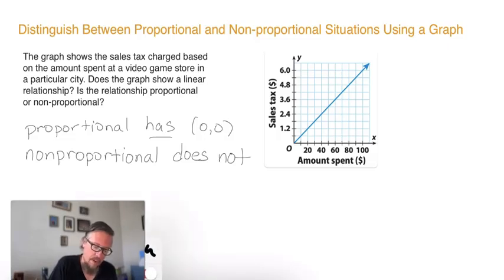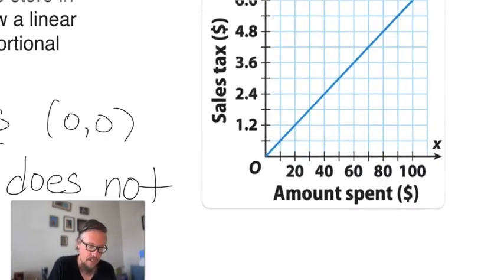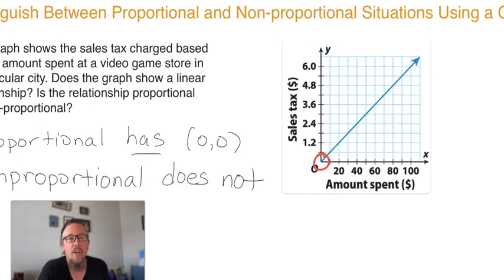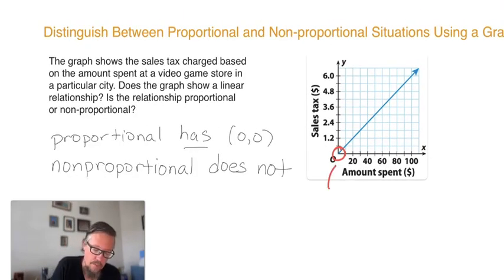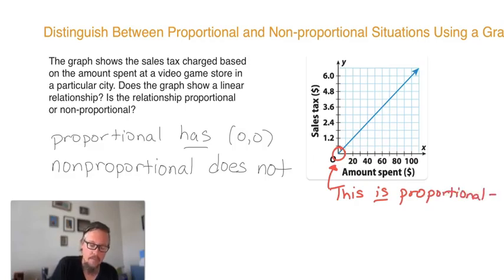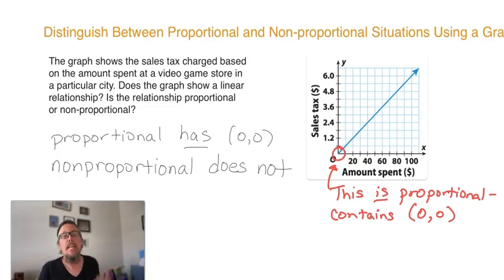So when we look at this graph right here, we are zooming in on the origin, that point (0, 0). Does this line go through the origin? Yes, it does. Because this line, or this relationship, contains the point (0, 0), it is proportional. That's it. That's how we know it's proportional. It has (0, 0). So that's how you can tell from a graph.